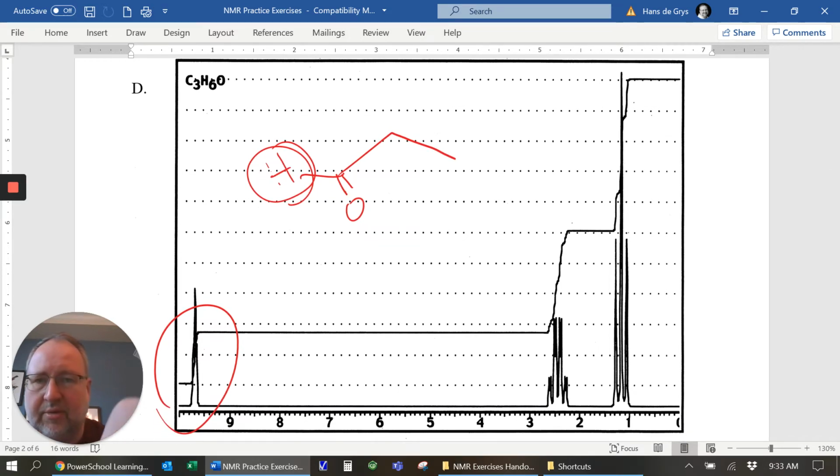So these 2 are these 2, between 2 and 3. And of course, this integrates to 3 hydrogens. It's way, way, way upfield around 1. It has 2 neighbors making the triplet. So these 3 are these 3.